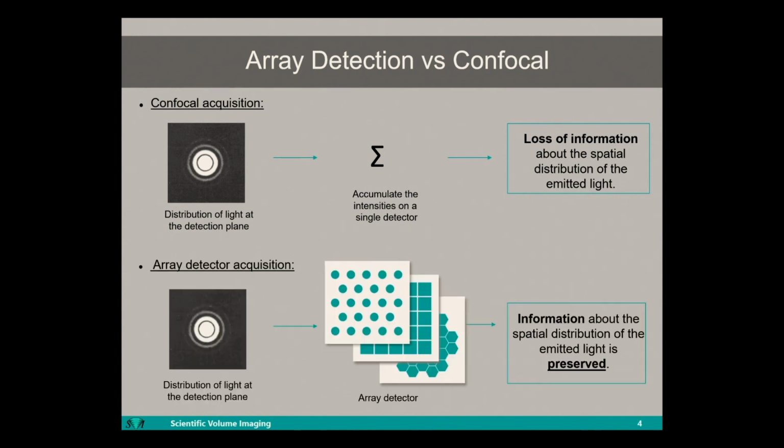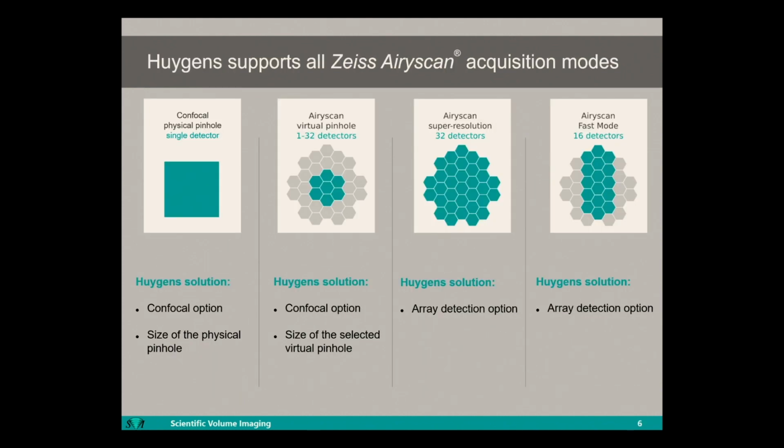With array detectors, on the other hand, you can leave out the pinhole and collect not only more signal, but also information about the spatial distribution of the emitted light. So the distribution of the emitted light is preserved. The Huygens Array Detector option supports any kind of array detectors, including the NSPARC and the Zeiss Airyscan. Because of its popularity, we focus here mainly on the Zeiss Airyscan.